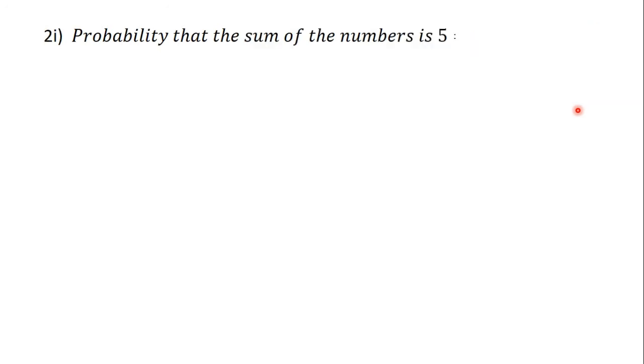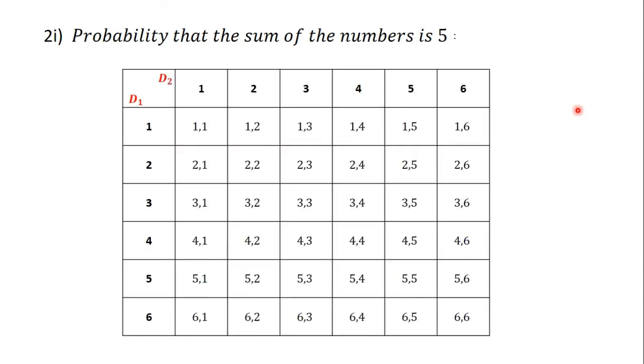The next question is, find the probability that the sum of the numbers is 5. So here is our table once again. We look for the members that when you add them, you are going to get 5. They are 1, 4. When you add them, you get 5. 2, 3. When you add them, you get 5. 3, 2. That one also, when you add them, you get 5. And 4, 1. When you add them, you get 5.